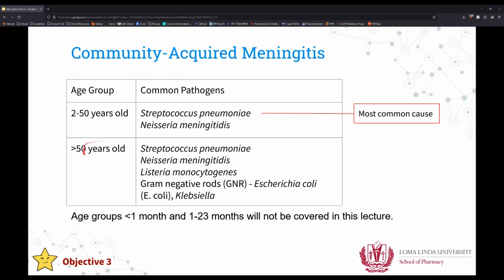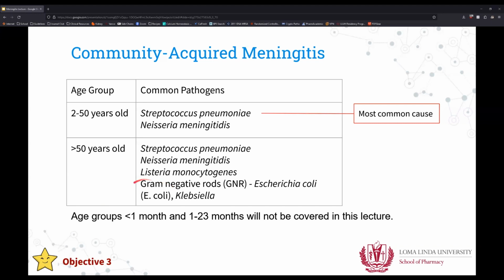And then patients who are above 50 years old still include common pathogens as we saw in the previous group. However, there are a few other organisms that we need to cover for. So this opens up the opportunity for Listeria monocytogenes, which is a common organism that affects essentially the age spectrum. Those who are really old, as we can see here, are the greatest age group that we have for meningitis, as well as the lowest age group of less than 1 month, although we are not specifically talking about less than 1 month patients.